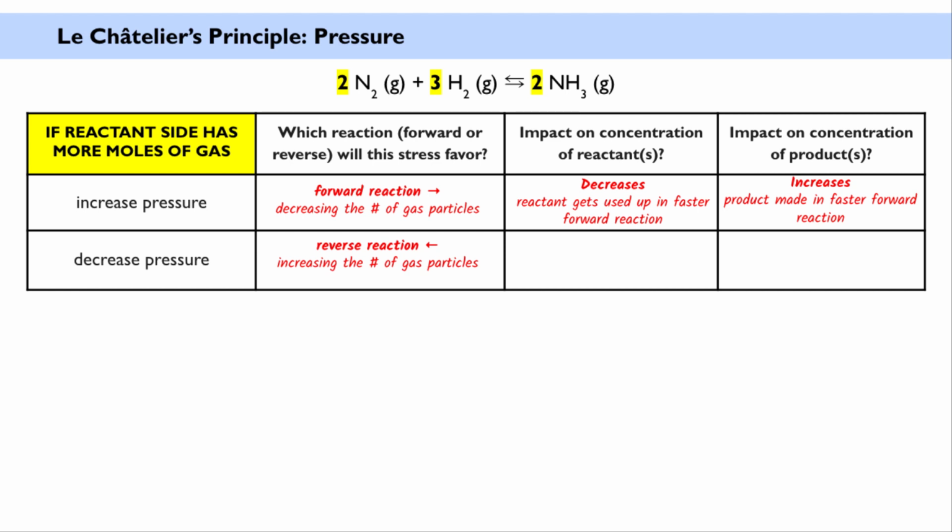In this case, it's the reverse reaction. This will increase the number of reactant particles, which get made faster in the reverse reaction, and it will decrease the number of product particles, which get used up faster in the reverse reaction.